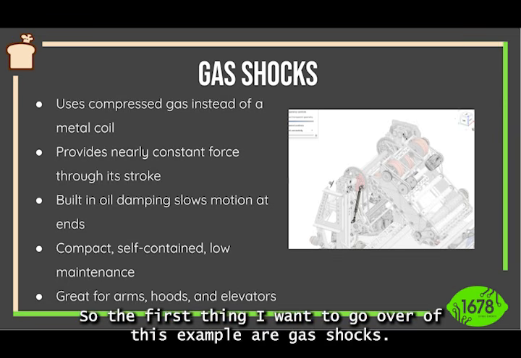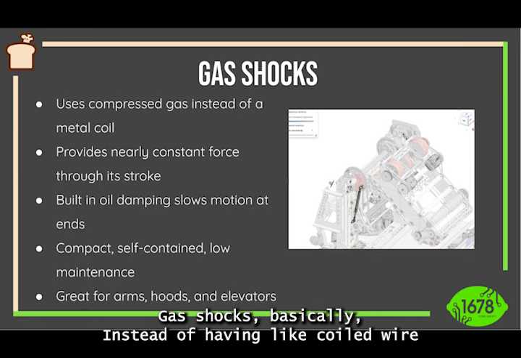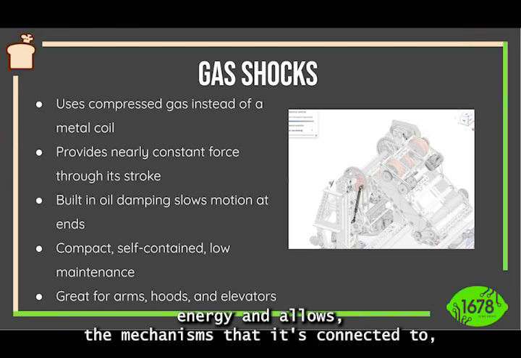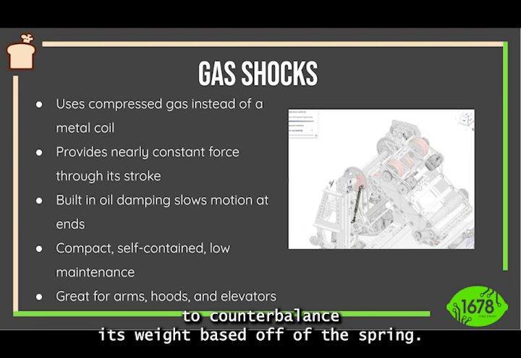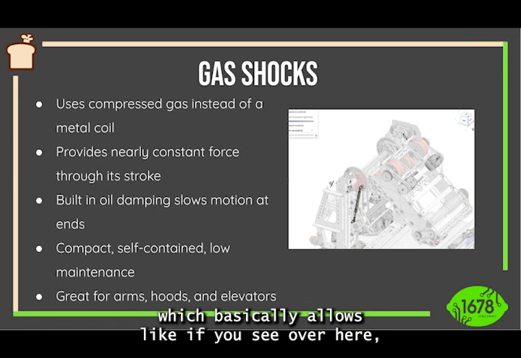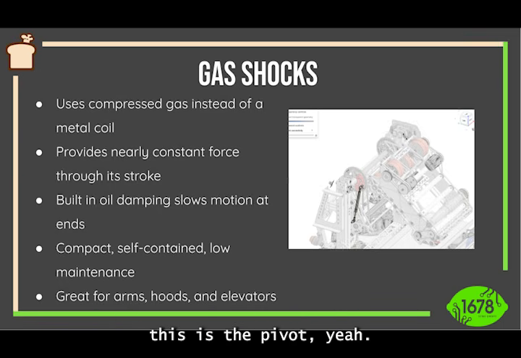Okay, so the first thing I want to go over in this example are gas shocks. Gas shocks basically, instead of having coiled wire that moves closer and further apart, have compressed gas, which stores energy. And this allows the mechanisms that it's connected to counterbalance its weight based off of the spring. So it provides nearly constant force, not perfectly constant force, which basically allows, if you see over here, this is the pivot.